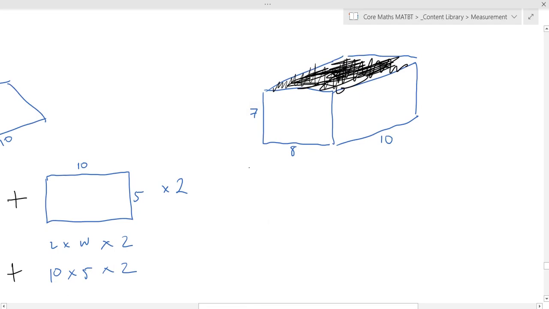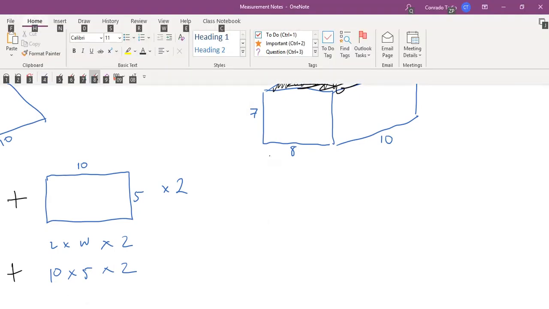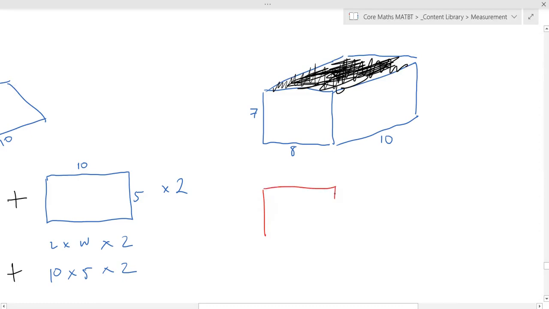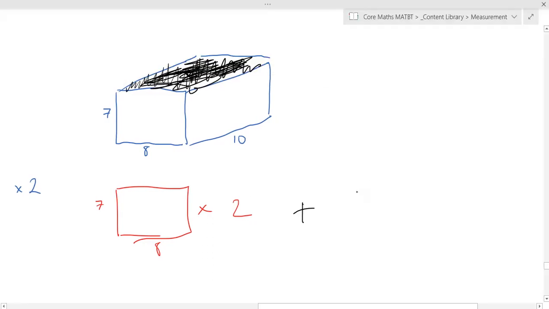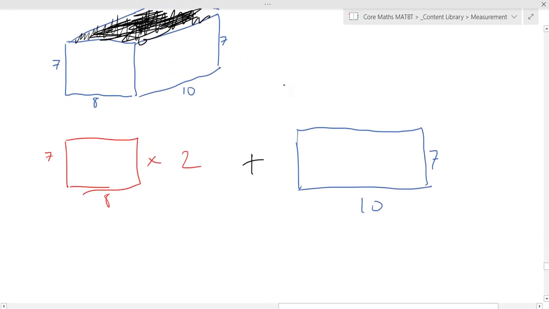So let's do that. If you look at my faces, I've got the front side here. It's a 7 by 8, and there's 2 of them, because there's a back side over here in the back, 7 by 8. Then you've got the other side, which is these sides here. We'll go blue for that one. So that one there, the longer rectangle, is a 10 by 7. 7 because this length and this length are the same, so that must be 7. And there's also 2 of them.